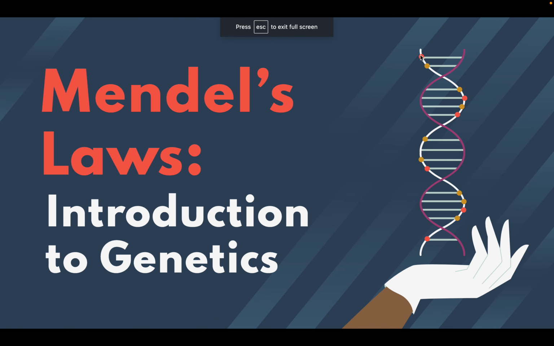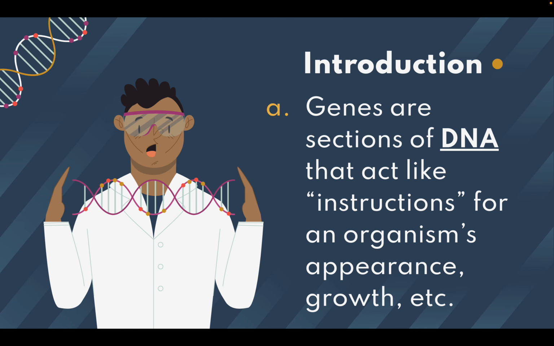Mendel's laws of genetics. So please make sure you have your packets open to our introduction to genetics page. So we need to first remind ourselves about what DNA is and what genes are. Genes are a section of DNA that act like the instructions for an organism's appearance. And we call an organism's appearance their phenotype, or what they look like.